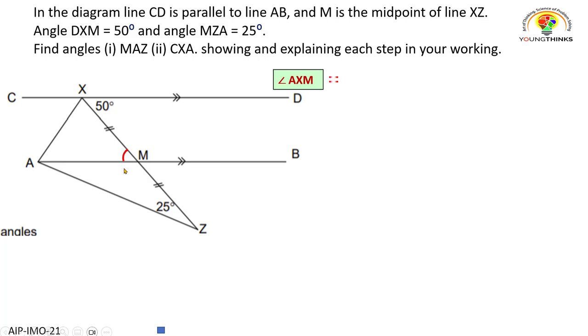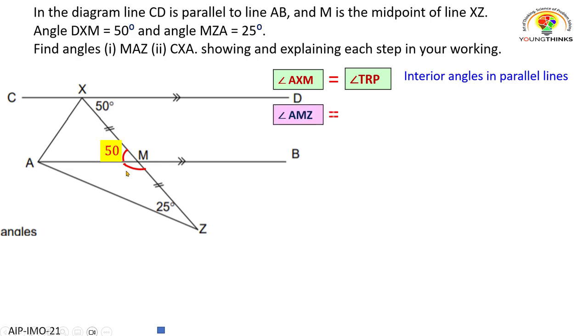Angle AXM is actually equal to angle... interior angles of parallel lines. So these two sides are parallel. So this is 50 degrees, so this is also 50 degrees. This 50 and 50 each. Now, what will be the value of this angle from 180? If I subtract 50, that will be 130. This angle is going to be 130 from a straight line of 180.